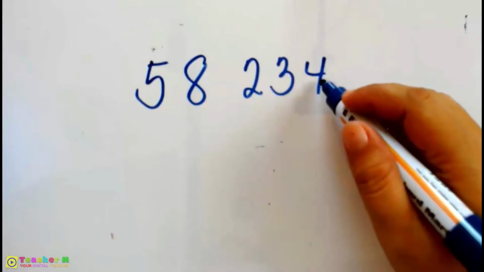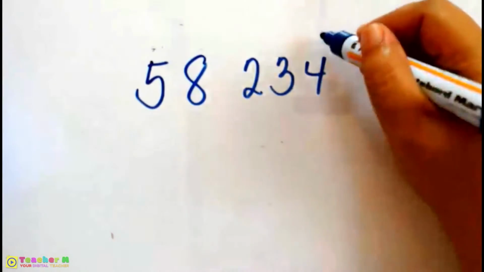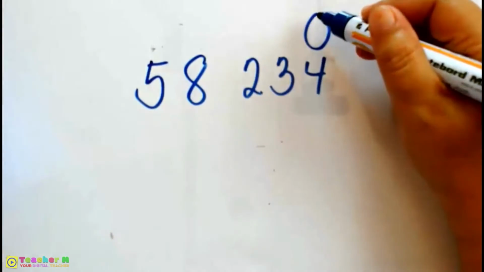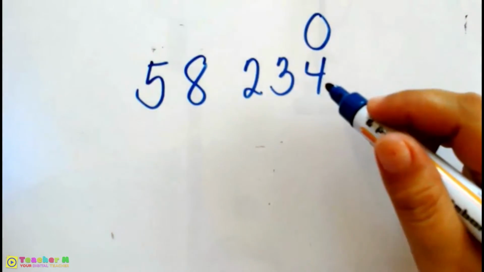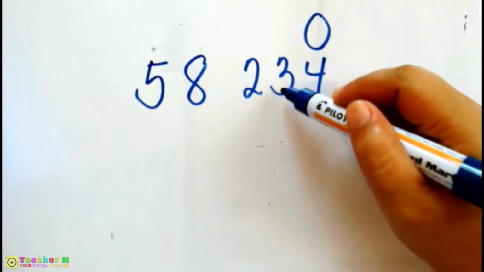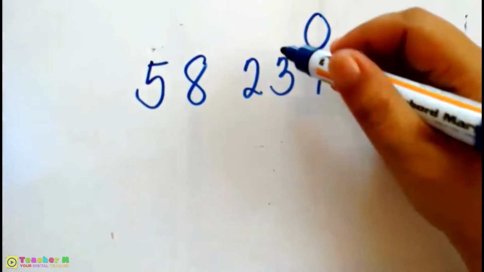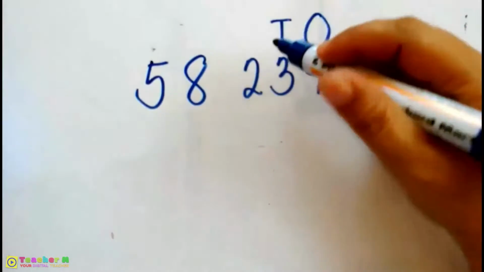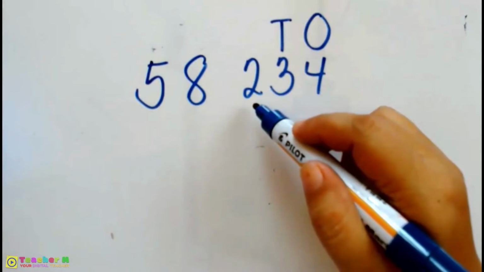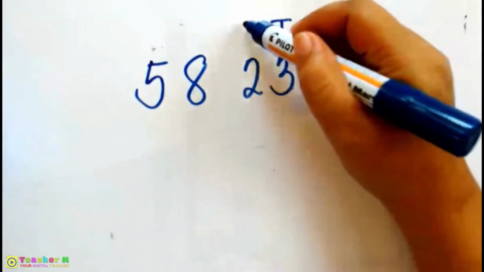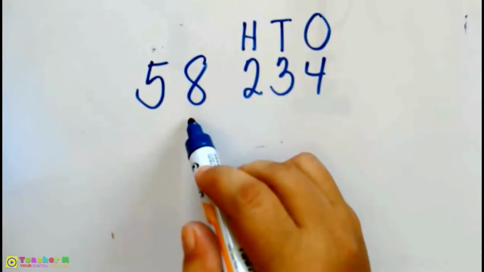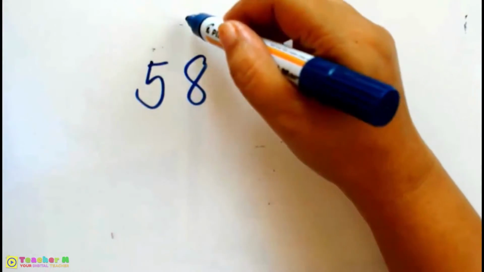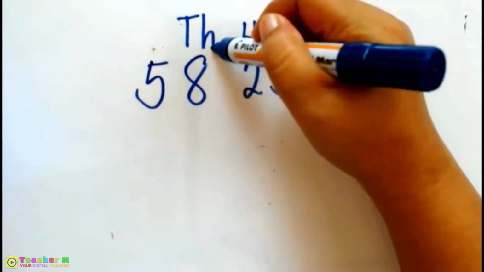4 is in the ones place. I will write letter O, big letter O, for ones. 3 is in the tens place. So I will write letter T for tens. And 2 is in the hundreds place. I will write capital letter H for hundreds. 8 is in the thousands place. So I will write TH for thousands.